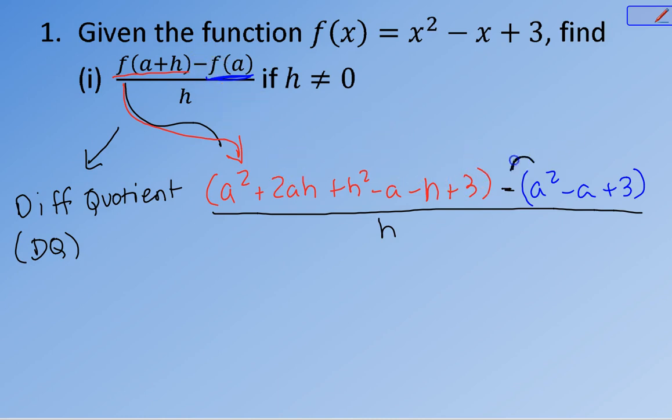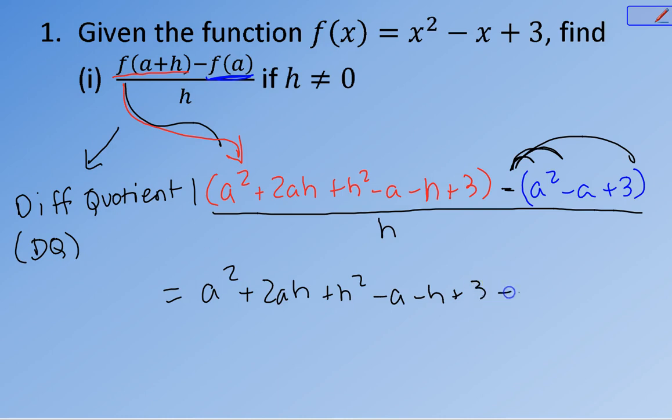Okay, so I think we really need to distribute that negative there. We're distributing a positive one here, so nobody cares about that very much. So that's a squared plus 2ah plus h squared minus a minus h plus 3 minus a squared plus a minus 3 all over h.